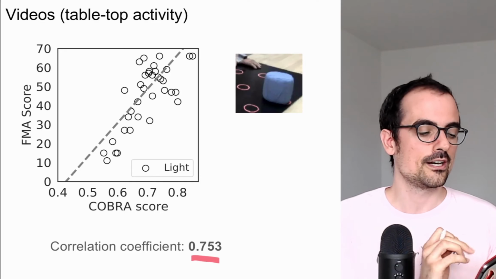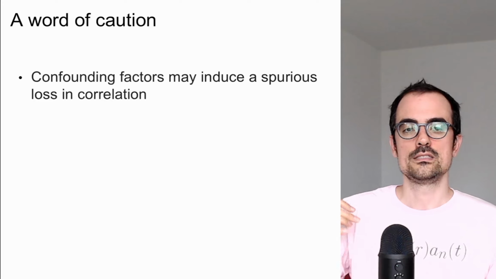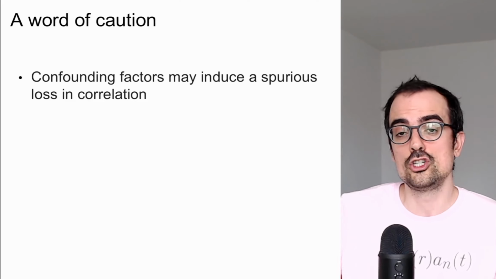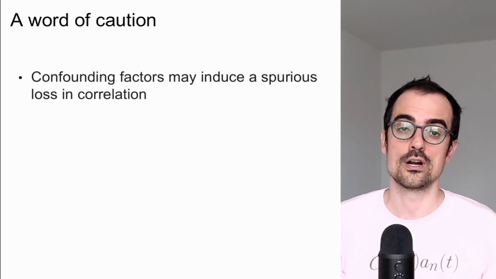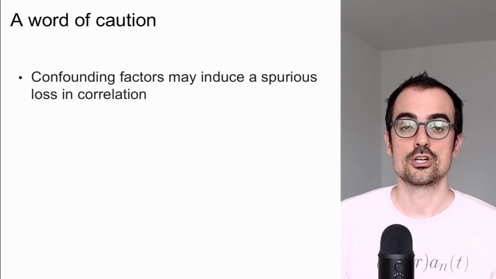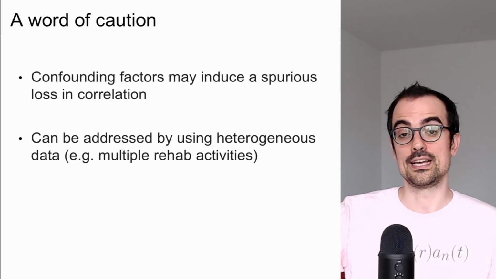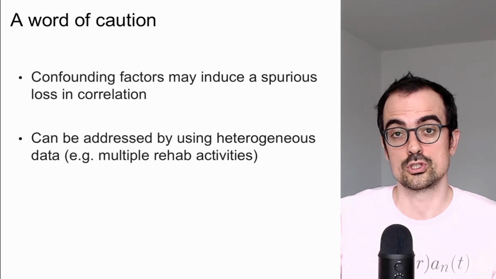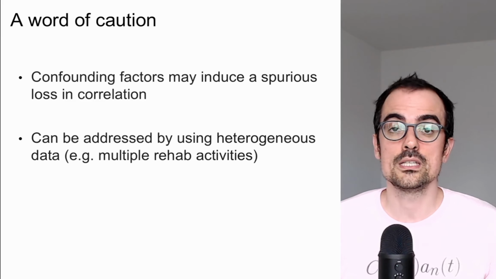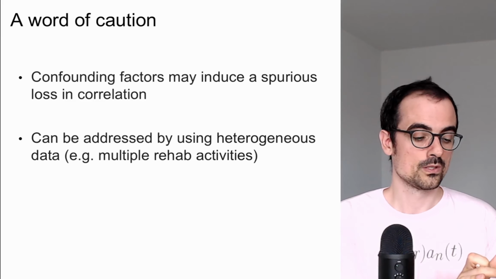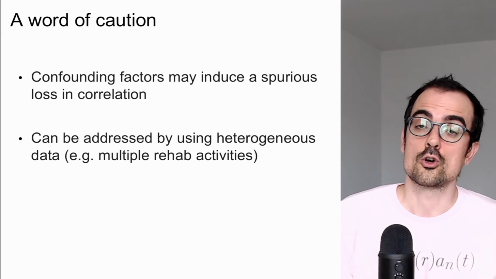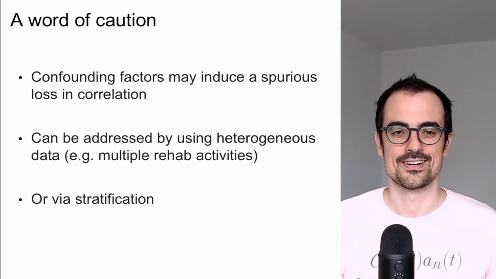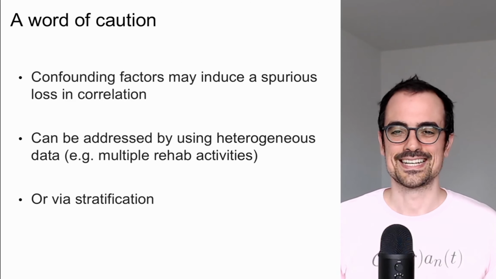So the word of caution here is that there could be confounding factors that produce a spurious loss in correlation, which would then not be associated with impairment or disease severity. We have observed that this can be addressed by using heterogeneous data. In the case of the video-based COBRA score for stroke, we use many different rehabilitation activities, so this was not a big deal because of that. And also, you can correct for it via stratification as long as you actually identify the confounding factor. And that's all I got.